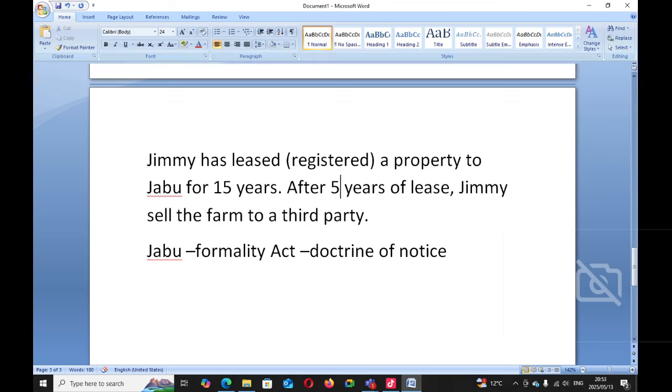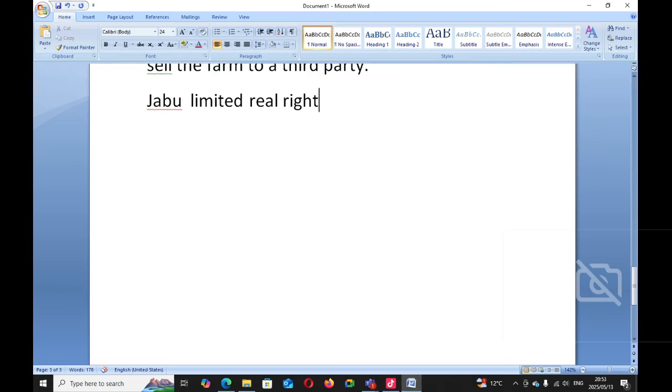In this situation, the lease override sale is not applicable because the lease has already been registered. Therefore, Jabu automatically will always have a limited real right. It doesn't change anything. I hope now you have understood about this limited real right of Jabu. Now, let's move forward.